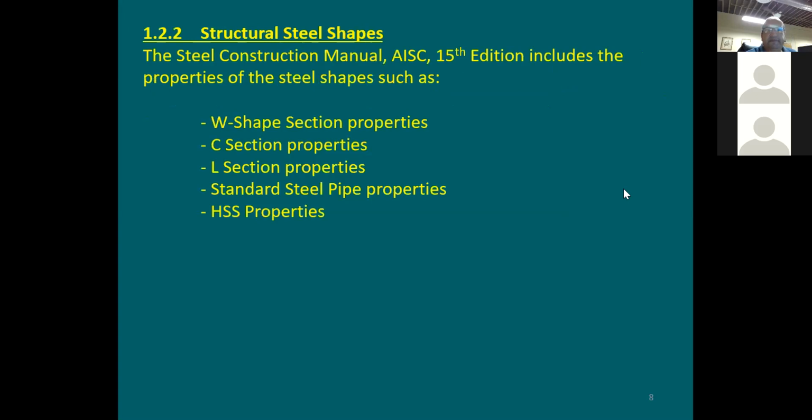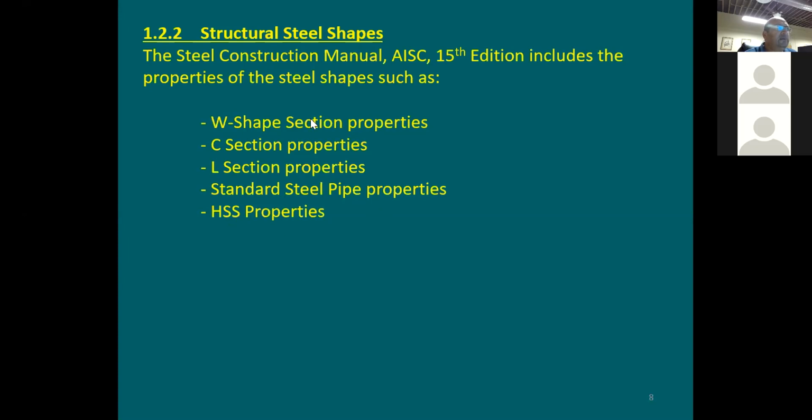The structural steel shapes. When you buy structural steel, you're going to have something like an I-beam, which we now call a W-shaped section. We have the C section, which is a channel section. We have steel angles. We have standard steel pipe, like the regular round steel pipes that you see. And we also have HSS, which is hollow structural sections, if you like.